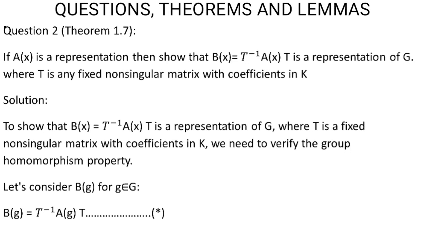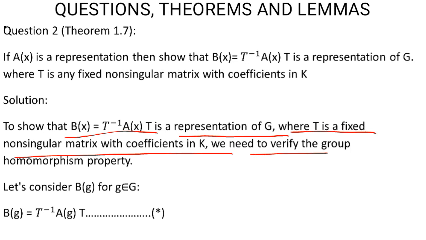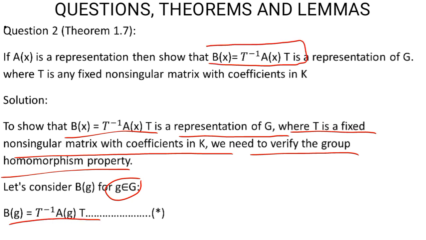So to show that this is a representation of G, where T is a fixed non-singular matrix, we need to verify the group homomorphism property. We have to pick elements in G, because we're trying to show a representation of a group G. So we pick a G, and we know by the definition or by the question that wherever we see X, it becomes G. As you can see, G there.